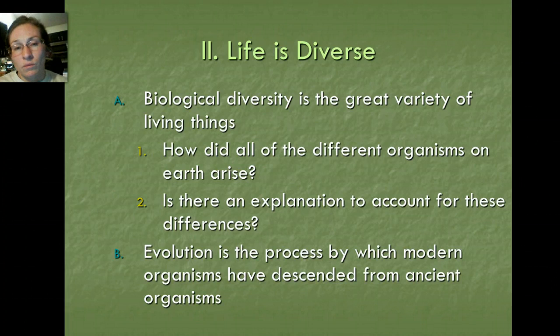So, when we start talking about evolution, we talk about the evidence for evolution and how we came up with the theory. Biological diversity is the great variety of living things, and this is when the question was first brought up about how we got all these organisms. Where did they all arise? Is there an explanation to account for their differences? Evolution is basically our answer. Evolution is a process by which modern organisms have descended from ancient organisms over a period of time.